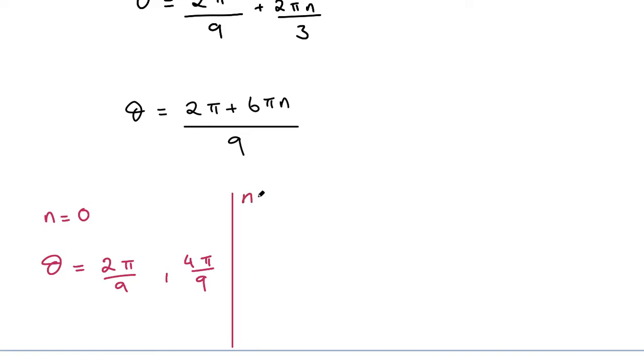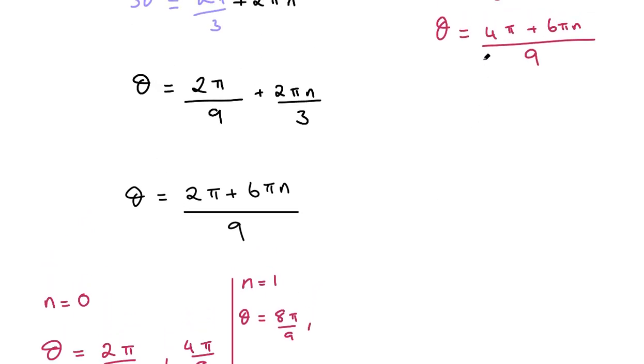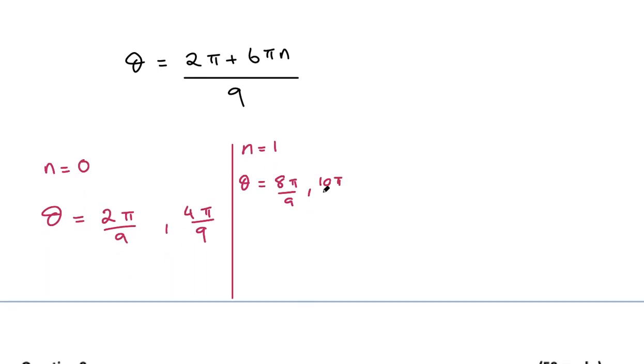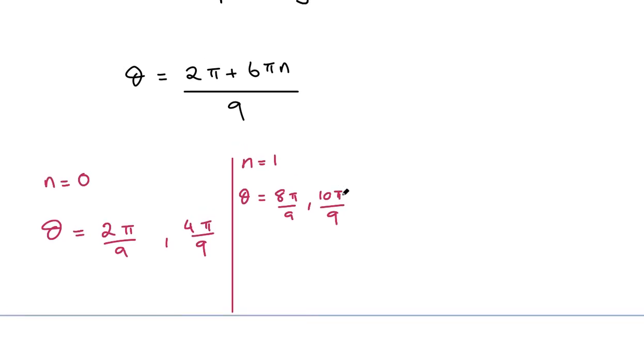The next thing I'm going to do is n is equal to 1. And if n is equal to 1, then I'm going to have theta is equal to 2 pi plus 6 pi, and that's all over 9. So I'm going to get 8 pi over 9. I'm also going to have over here 4 pi plus 6 pi, which is going to be 10 pi over 9. So 10 pi over 9. I can go again because I have not yet exceeded 2 pi, right? That's less than 1, and this one is just over 1. So I want to keep going.